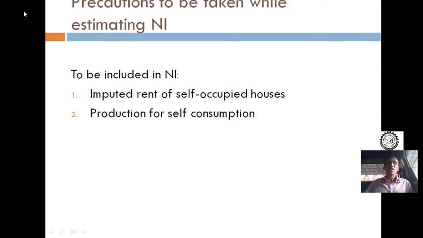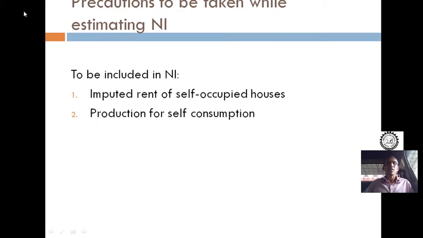They are, number one, imputed rent of self-occupied houses. As we know, people construct their own houses, but they are not paying rent for their own houses. So, imputed rent means rent that must have been paid if the persons were living in a house on rent basis. So imputed rent of self-occupied houses must be included in the national income calculation.